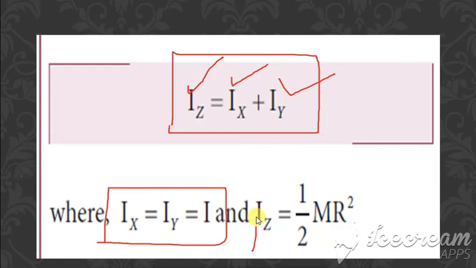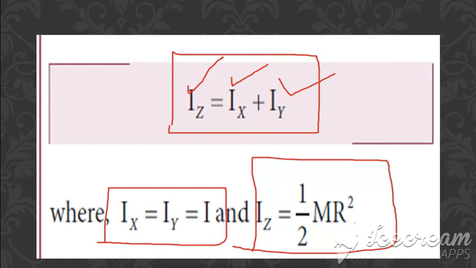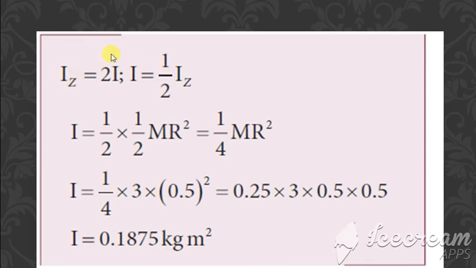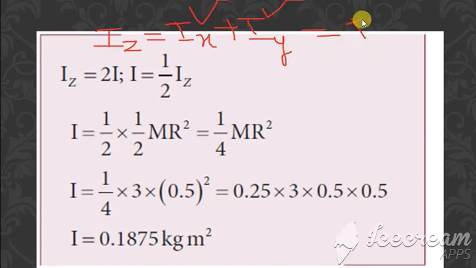Then IZ is the one which is passing through the center, so we write its value as half m r square. So for IZ we substitute half m r square, and for IX and IY we substitute I. So IZ is equal to 2 into I, because the formula is IZ is equal to IX plus IY. For IX we write I, for IY also we write I, so we get I plus I, which is 2I. So IZ is equal to 2I.